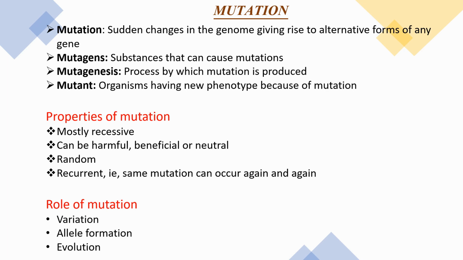First one is mutation. Mutations are the sudden changes in the genome giving rise to alternative forms of any gene. Second is mutagens. Mutagens are the substances that can cause mutations. Third is mutagenesis. This is the process by which a mutation is produced. And fourth is mutant. That is the organism having a new phenotype because of a mutation.